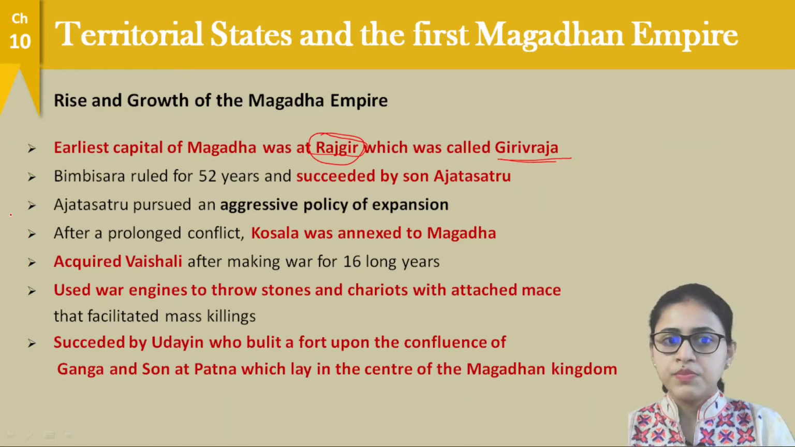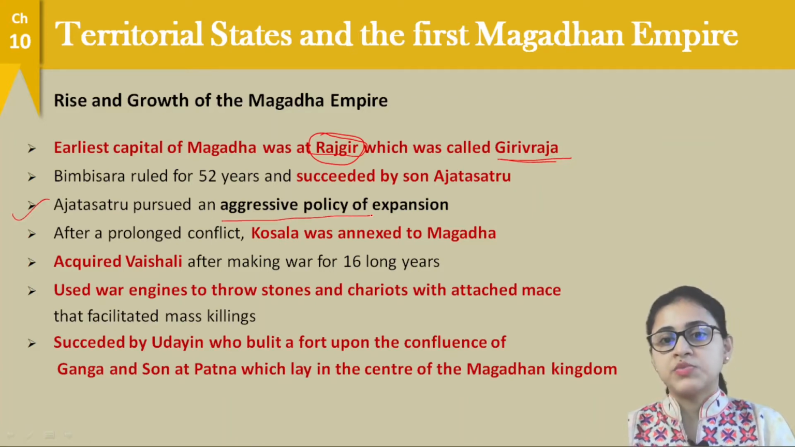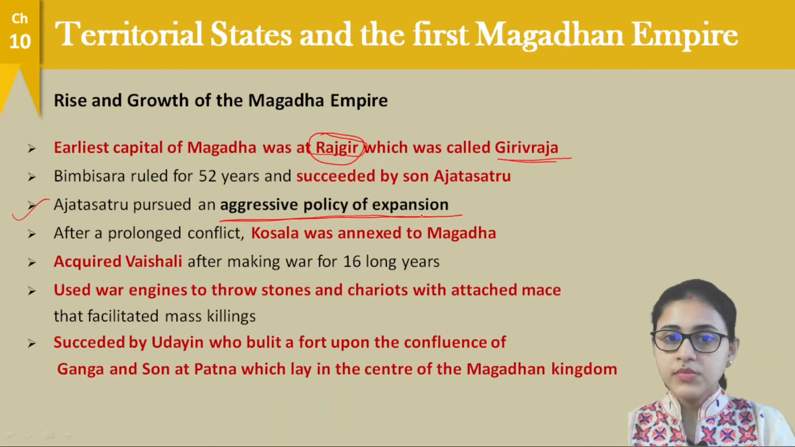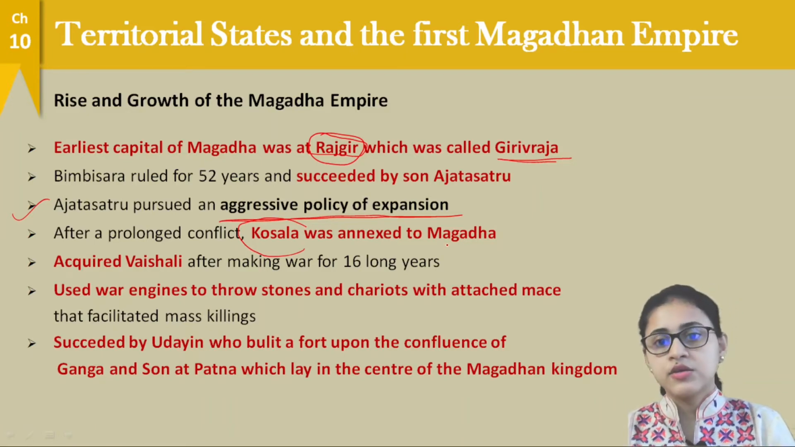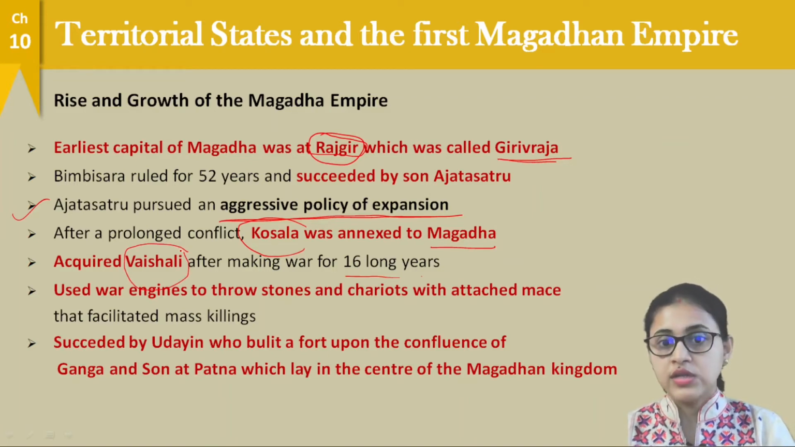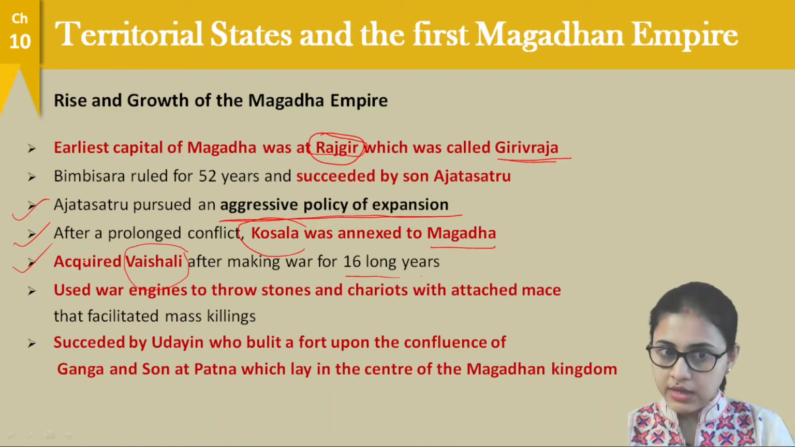Now, Ajatasattu pursued an aggressive policy of expansion, and he went into two very important wars. One of the wars was with Kosala, and after a prolonged conflict, Kosala was annexed to Magadha. Another important war that he fought was a 16-year-long war with Vaishali, and he acquired Vaishali after 16 long years of conflicts, right? So these were two very important wars fought by Ajatasattu of the Haryanka dynasty.